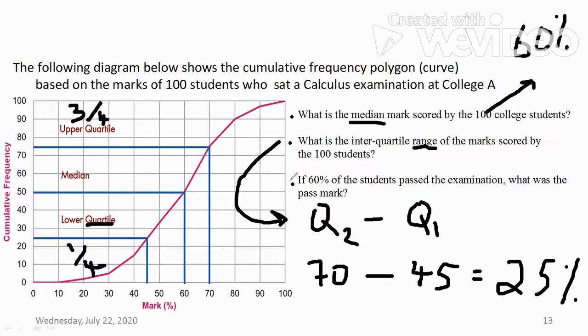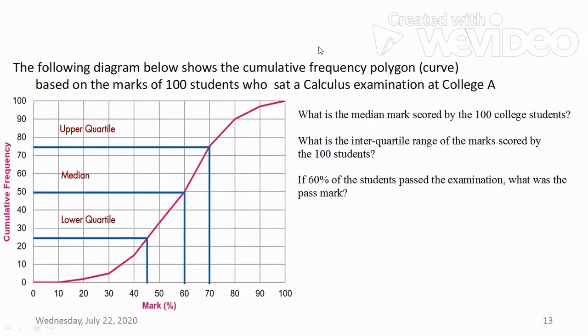Oh, sorry. Just realized that I have another question here. It says, if 60% of the students pass the exam, what was the pass mark? Alright, so this question is a little bit tricky. So bear with me. So 60% of the students pass the exam.